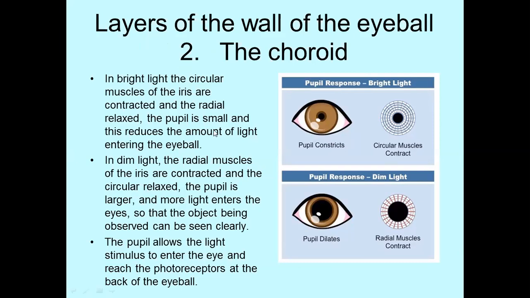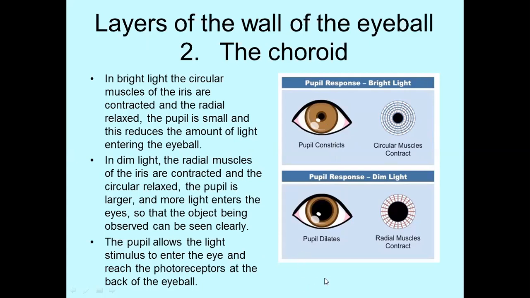Okay, so in bright light, the circular muscles of the iris are contracted and the radial are relaxed, and the amount of light is reduced because the pupil constricts. Okay, so circular muscle contracted, the ones that go round, the radial, the ones that radiate out like rays, are relaxed, and therefore the pupil becomes constricted. Know that word. Okay. In dim light, the radial muscles of the iris are contracted and the circular are relaxed.